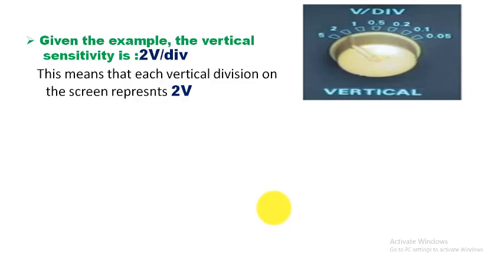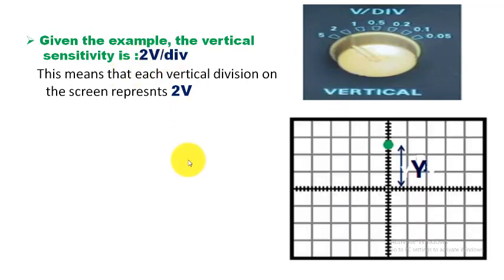Let's have this example. This is the button of the oscilloscope. It is called the vertical sensitivity. As you see, it is adjusted on number 2. So SV is equal to 2 volt per division.